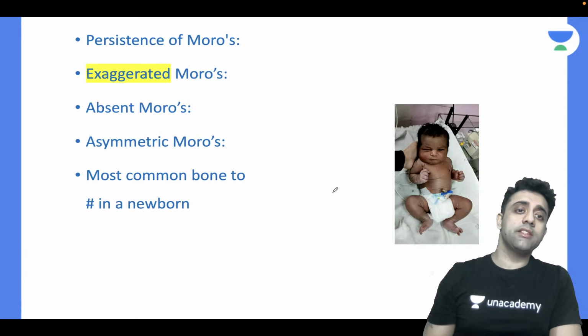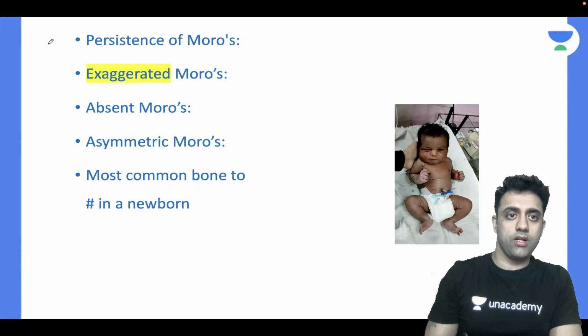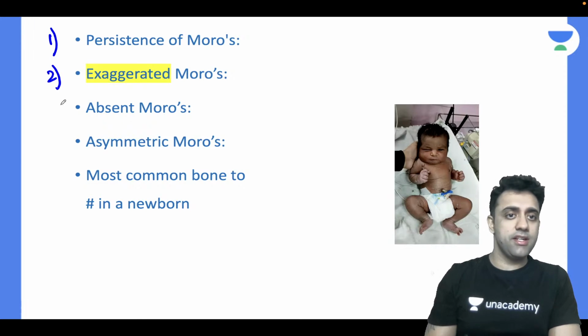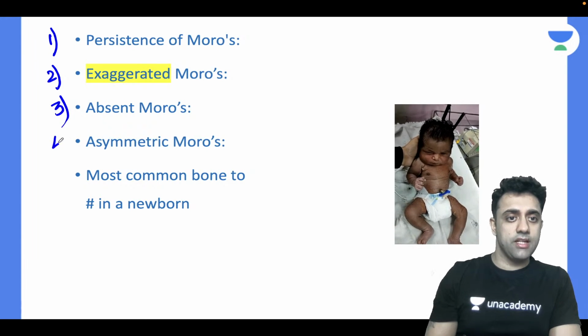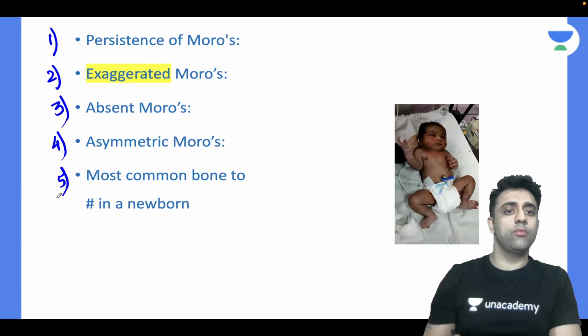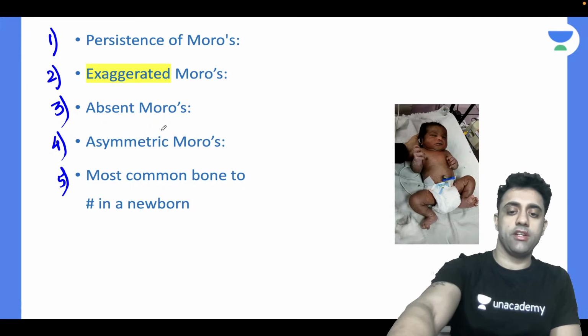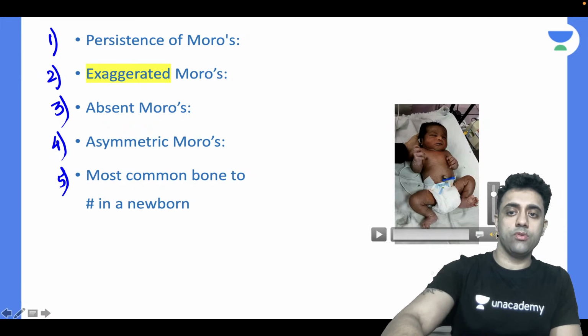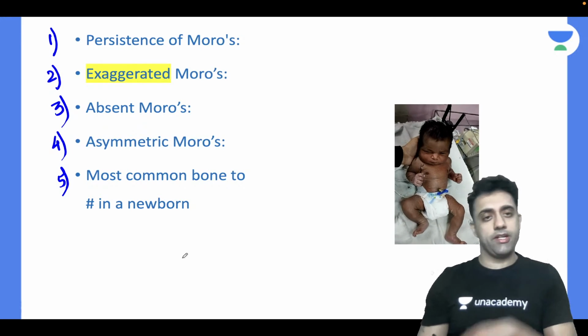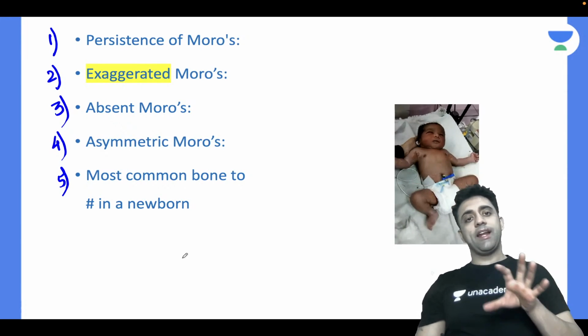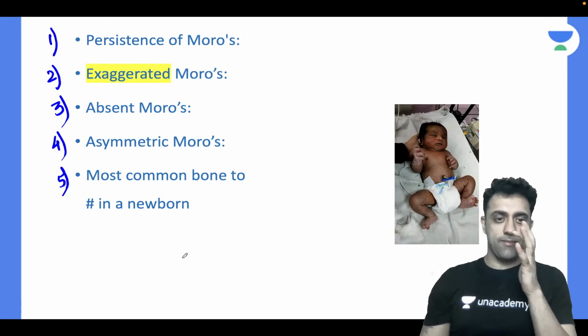Now coming to these important 5 questions. What are the causes of persistence of Moro reflex? Exaggerated Moro reflex, absent Moro reflex, asymmetric Moro reflex, and the most common bone to get fractured in a newborn. These are the most important questions in general we need to understand. This slide has 5 NEET PG questions.